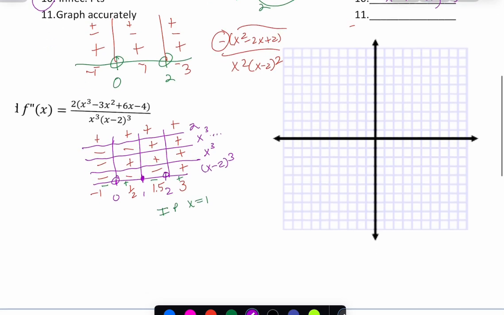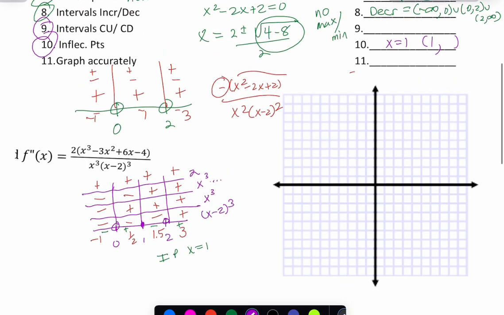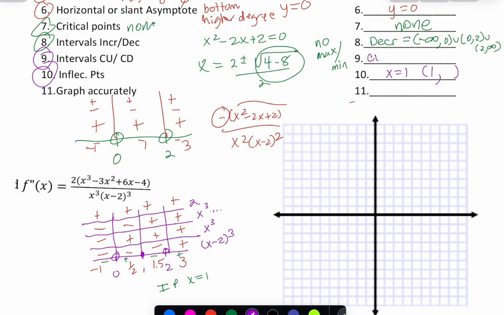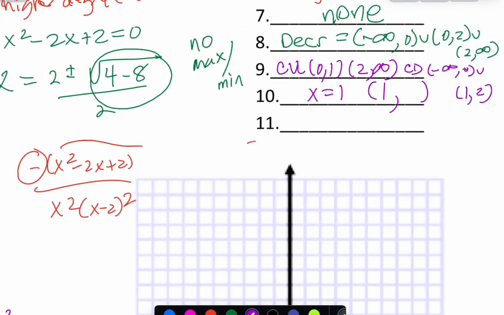Concave up, concave down. The positive sections are between 0 and 1, and from 2 to infinity. So those are our concave up sections. Our concave down sections are from negative infinity to 0, and then from 1 to 2.